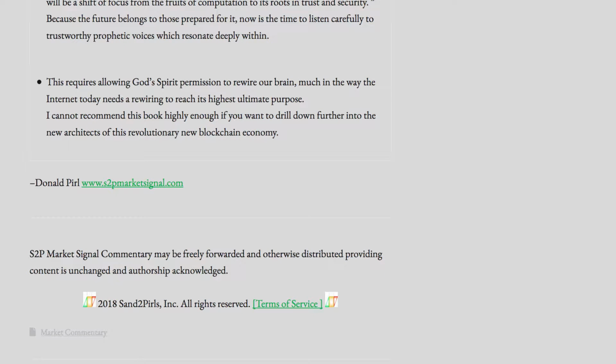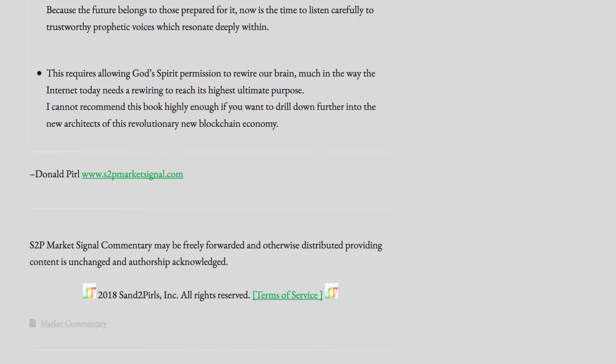Because the future belongs to those prepared for it, now is the time to listen carefully to trustworthy prophetic voices which resonate deeply within. This requires allowing God's Spirit permission to rewire our brain, much in the way the Internet today needs a rewiring to reach its highest ultimate purpose. I cannot recommend this book highly enough if you want to drill down further into the new architects of this revolutionary new blockchain economy.